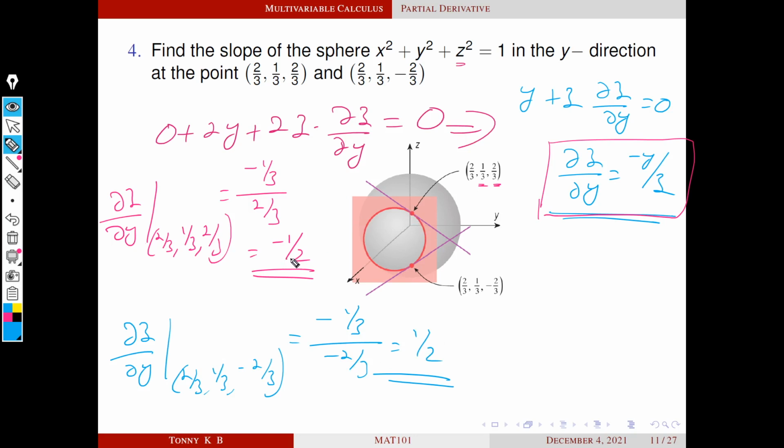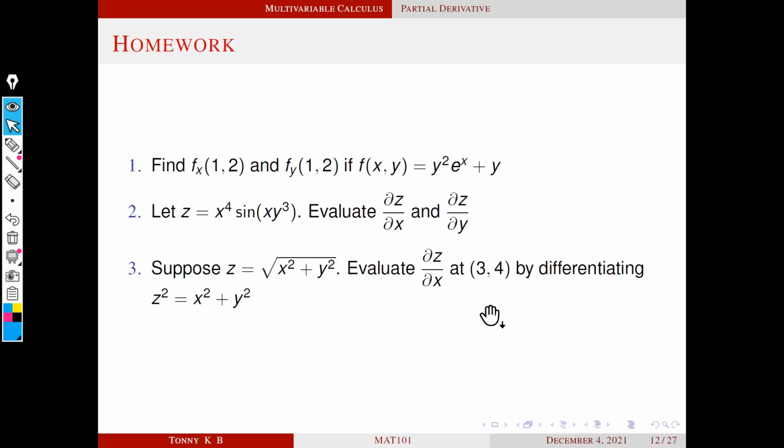Okay, so at this point, the derivative is negative. That means the curve is decreasing. That is true because here in the y direction, our curve is decreasing. Clear? And at this point, our derivative is positive. That means our curve is increasing with respect to y in this direction at this point. Okay, so that is the geometrical interpretation of these derivatives, minus 1 by 2 and 1 by 2. Okay, this is your homework.